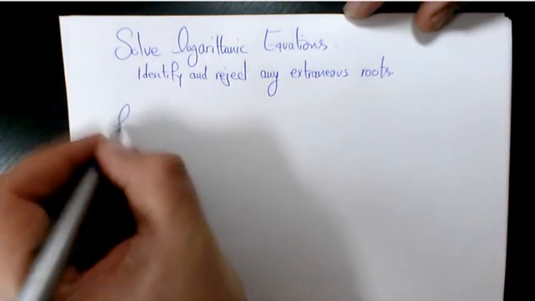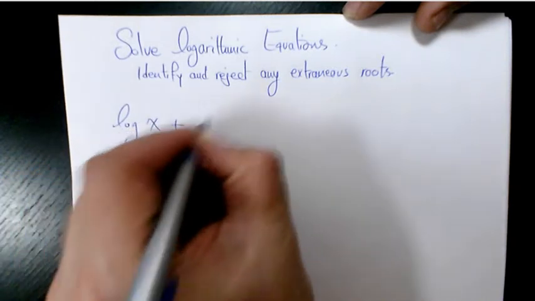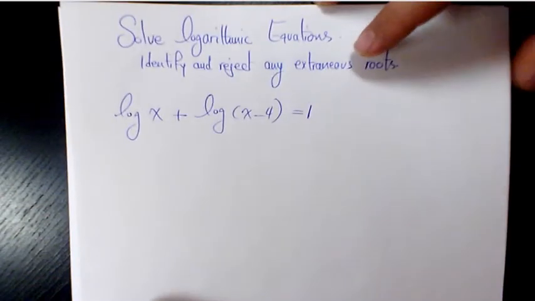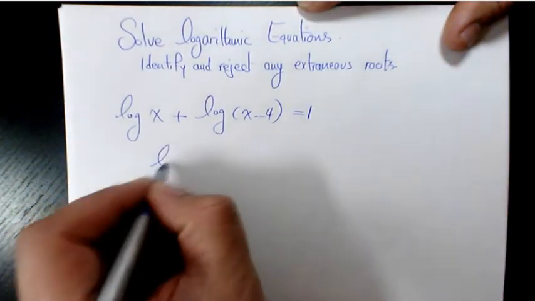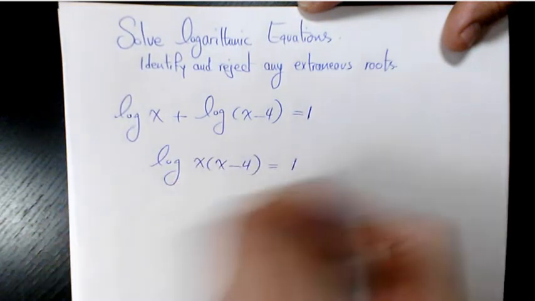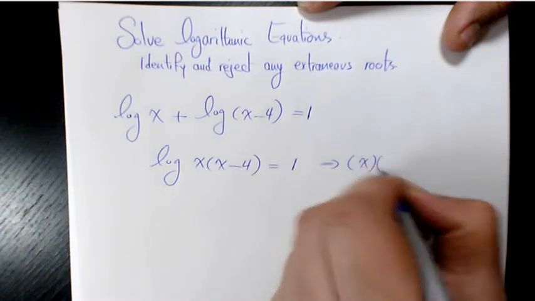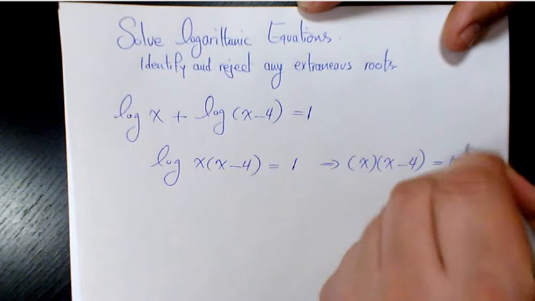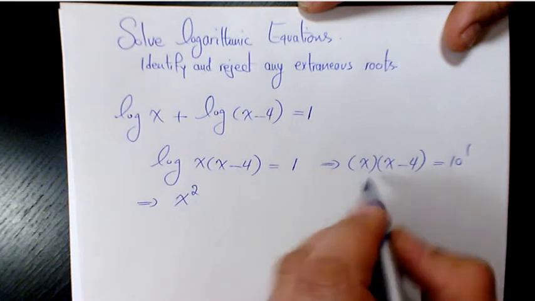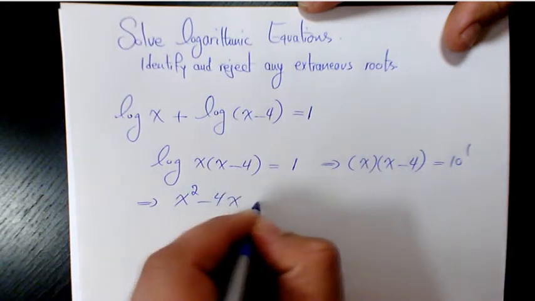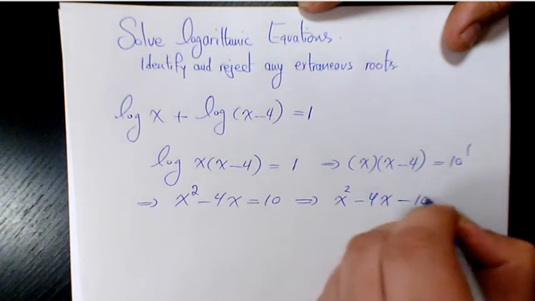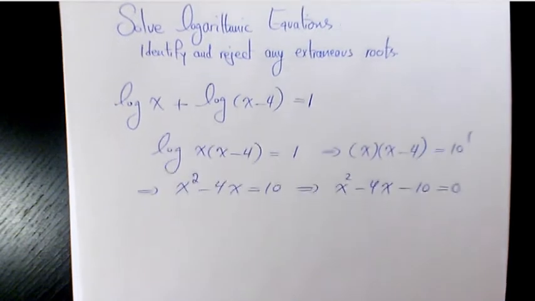First example I have is log x plus log (x minus 4) equals 1. I can use the product rule and say log of x times (x minus 4) equals 1. Therefore, x times (x minus 4) equals 10 to the power of 1. Distribute: x times x is x squared, x times negative 4 is negative 4x, equals 10. So we have x squared minus 4x minus 10 equals 0.